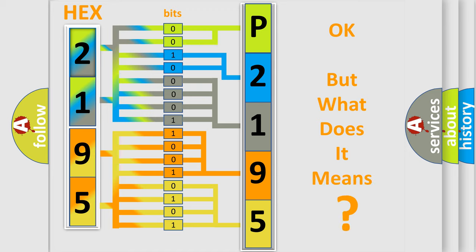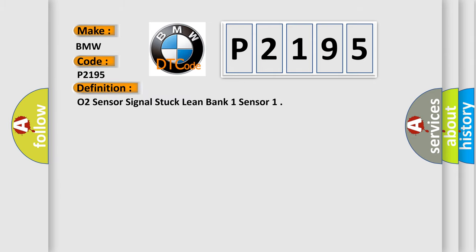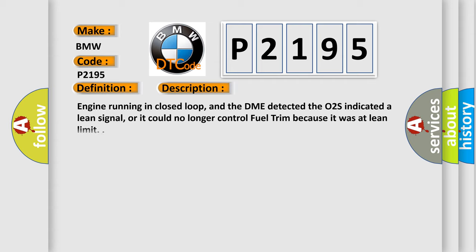The number itself does not make sense to us if we cannot assign information to what it actually expresses. So, what does the Diagnostic Trouble Code P2195 specifically mean for BMW? The basic definition is O2 sensor signal stuck, lean bank 1 sensor. And now this is a short description of this DTC code. Engine running in closed loop, and the DME detected the O2S indicated a lean signal, or it could no longer control fuel trim because it was at lean limit.